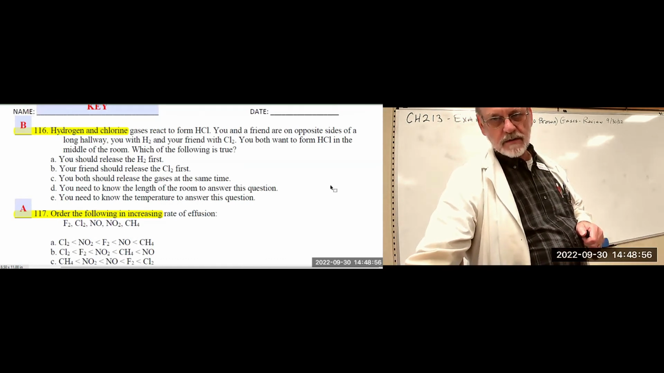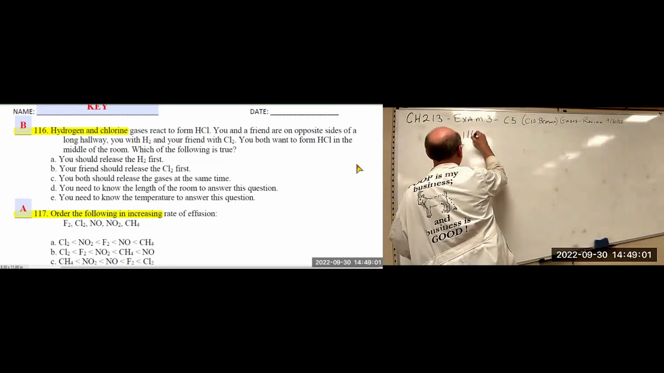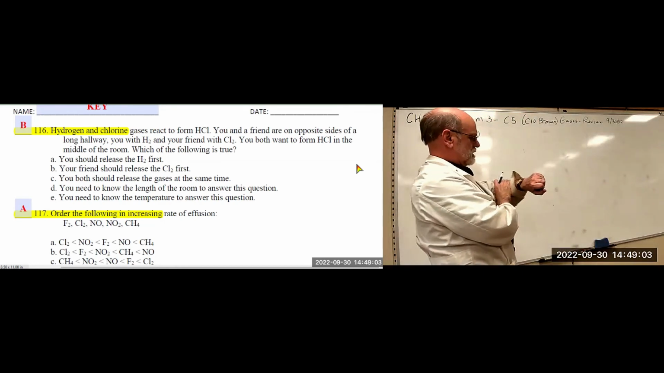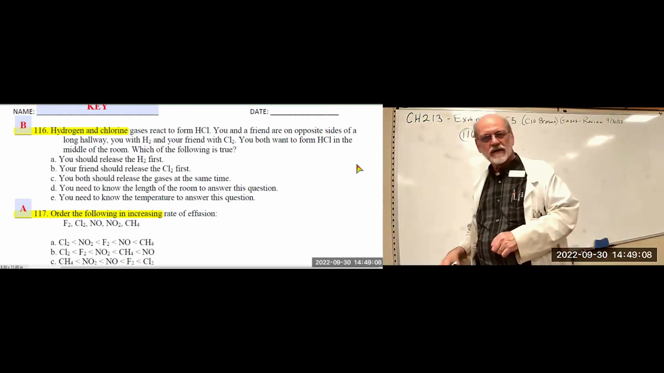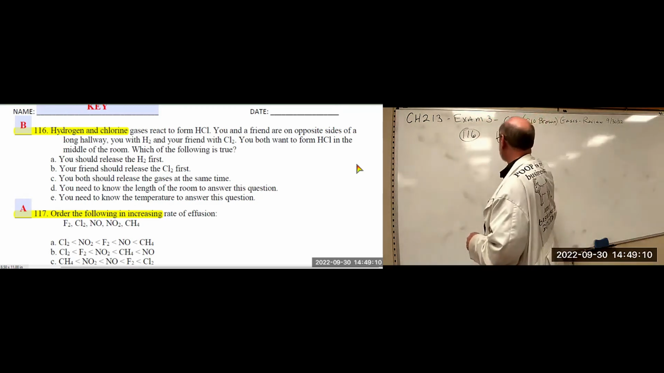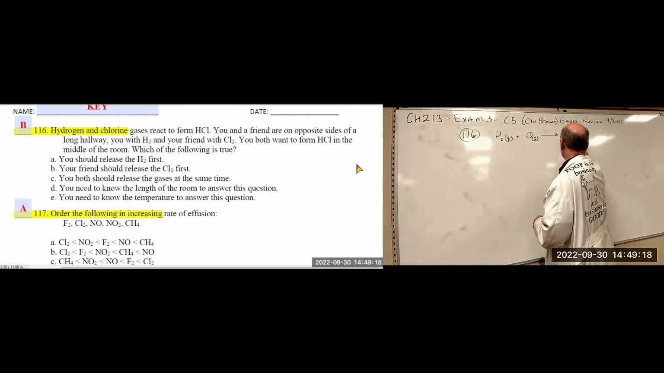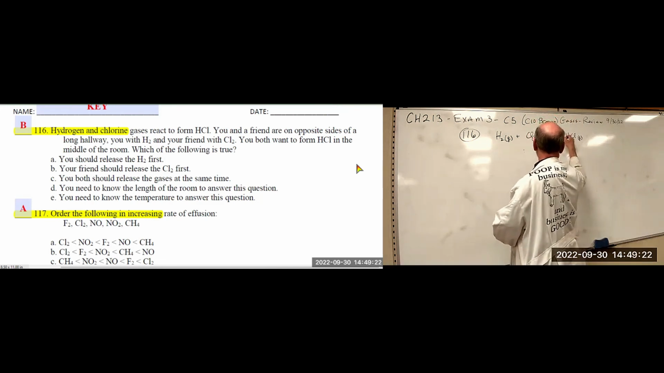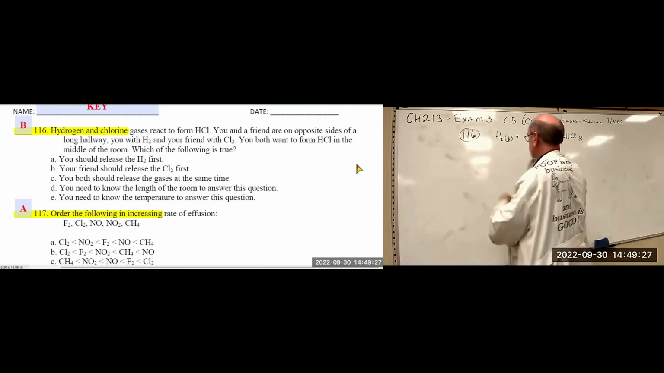Okay, we ought to be getting close. 116. Let's see. Only got 12 minutes left. Hydrogen and chlorine gases react to form HCl. Okay, so hydrogen gas reacts with chlorine gas and it yields HCl. So we need two of these. Oops, that's a 2 there. That's it. It's balanced.